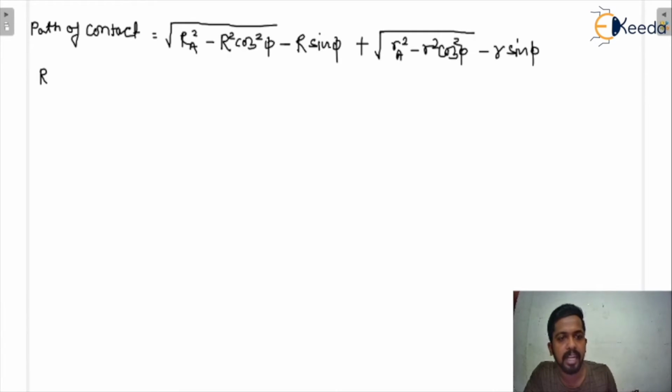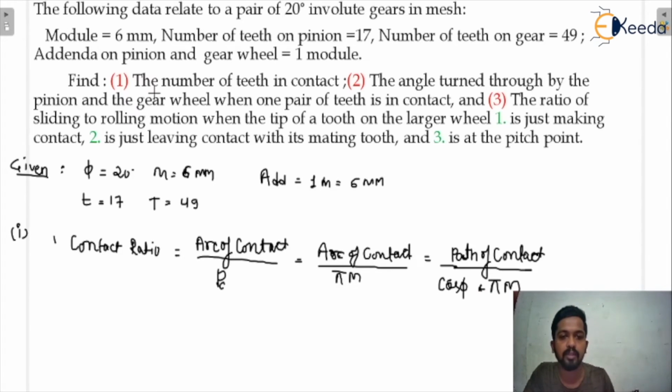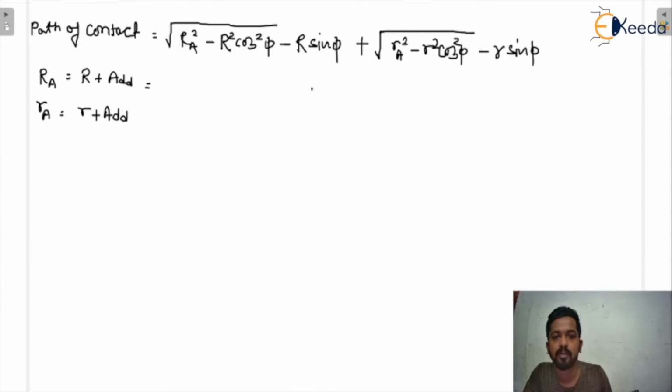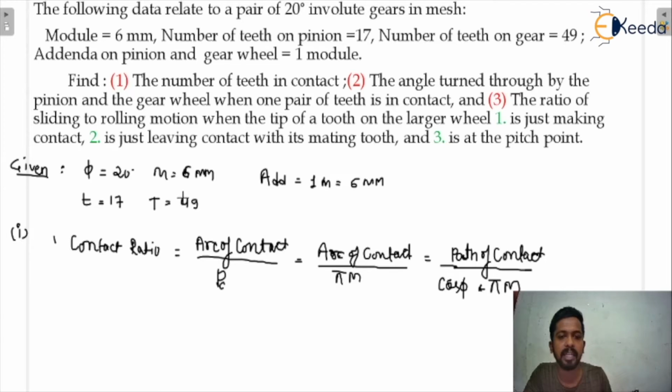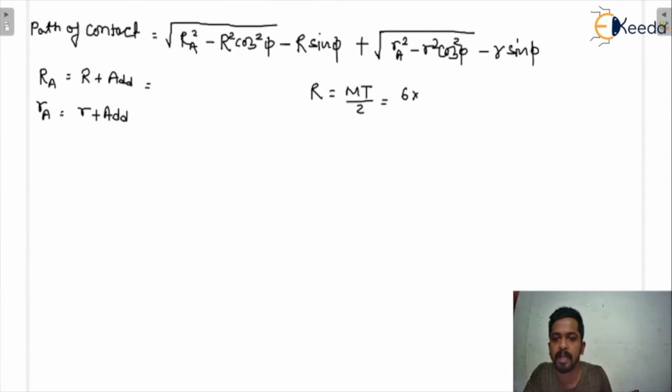We need to calculate the radius of addendum circle for gear as well as for the pinion, and we know that this is r plus addendum. So what is the r which is given in the question? Oh, it is not given, we can calculate it. So I am calculating the capital R value, that is m t by 2, because the module and the number of teeth are given in the question. Module is 6 mm and the teeth for the gear is 49. So 6 multiply 49 by 2.